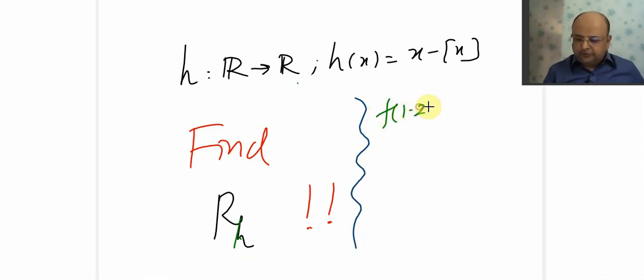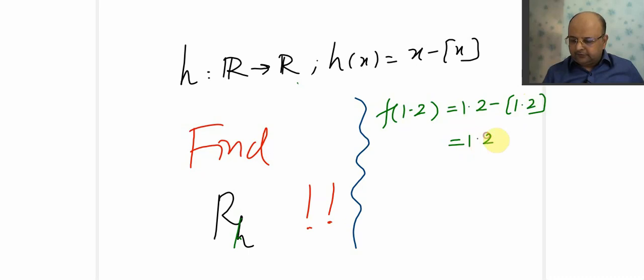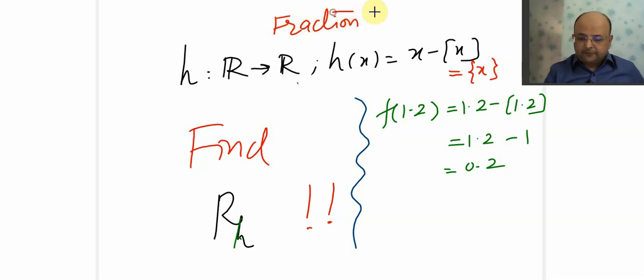What is f of 1.2? It is 1.2 minus box of 1.2. What is box of 1.2? It is 1. So 1.2 minus 1 will be 0.2. Now you realize that if I go for this, it gives me the fraction part. Sometime in future in JEE we will use this as curly bracket x, known as the fraction part of x. So f of 1.2 is nothing but the fraction part of 1.2, that is 0.2.